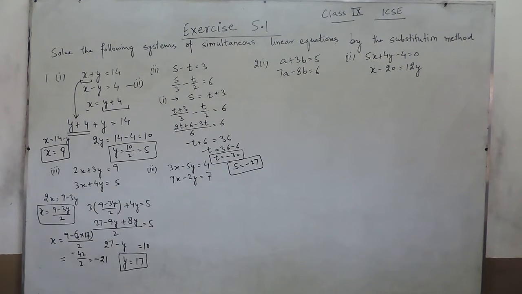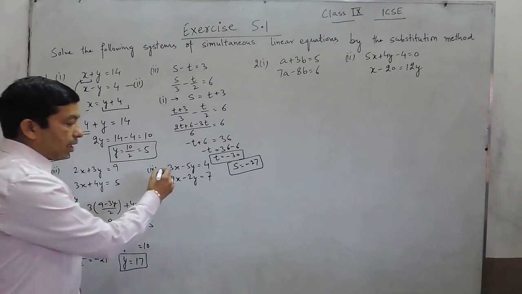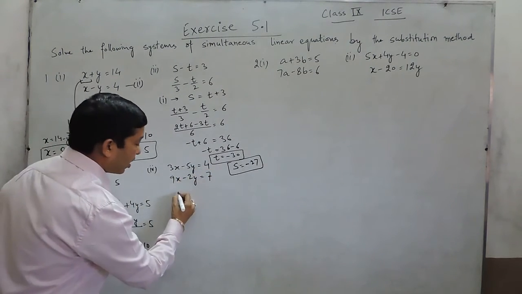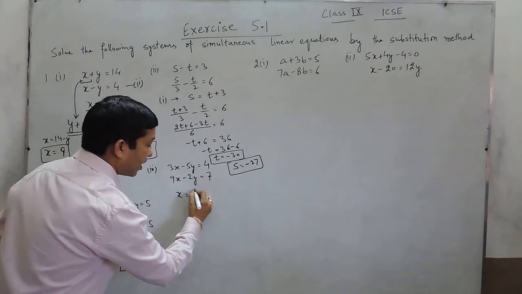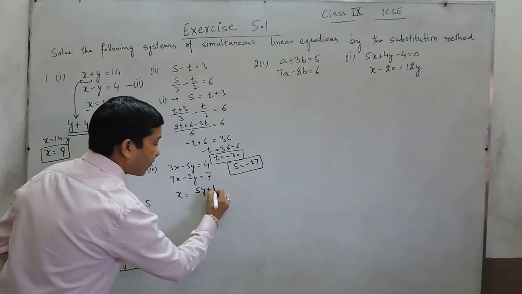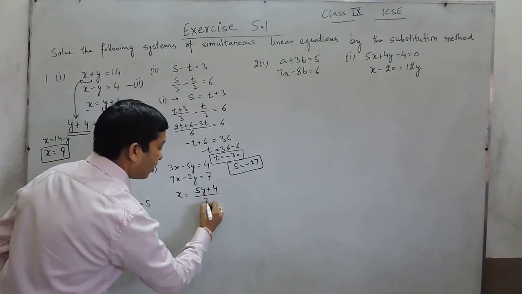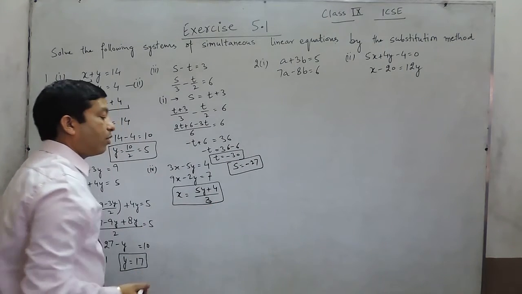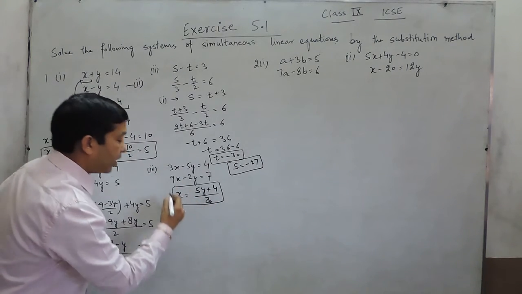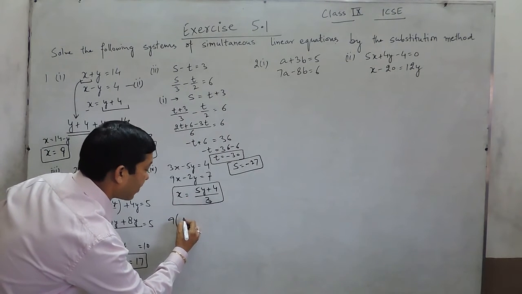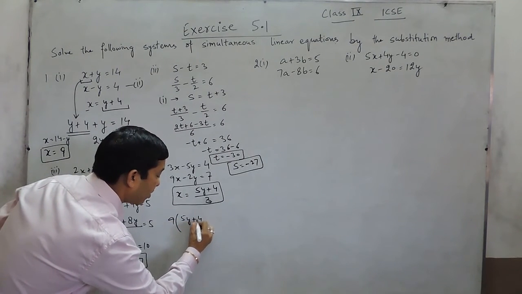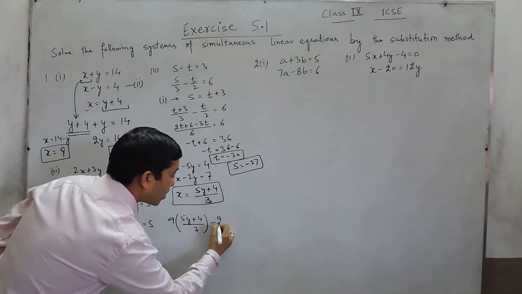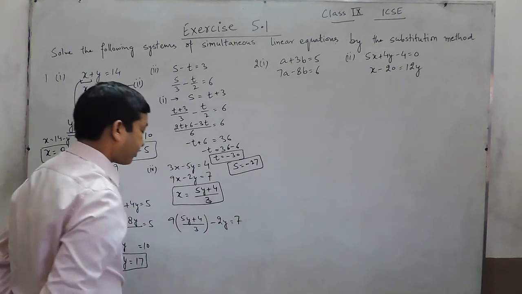21. So this way we can substitute the value of either x or y from one equation to another equation. Suppose in this case we are talking about the value of x from the first equation, which comes out to be 5y plus 4 on the right hand side upon 3. So this is the value of x from the first equation. When we put this value in the second equation, it is 9 multiplied by 5y plus 4 upon 3 minus 2y comes out to be 7.